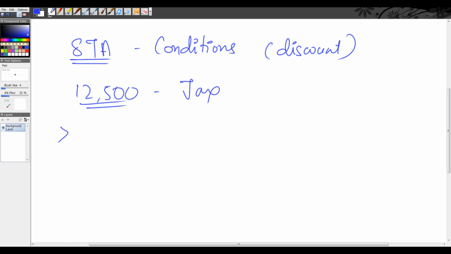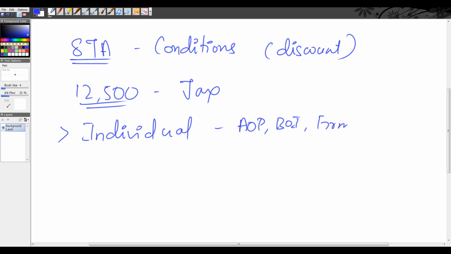Now, what are the conditions? This is applicable only for individuals. If you are not an individual, then there is no question of 87A rebate. That is, the discount of 12,500 or your actual tax liability will not be applicable if you are an AOP, BOI, or a partnership firm, or any other assessee for that matter. Next, you should be a resident. If you are a non-resident, you will not get this 87A rebate.